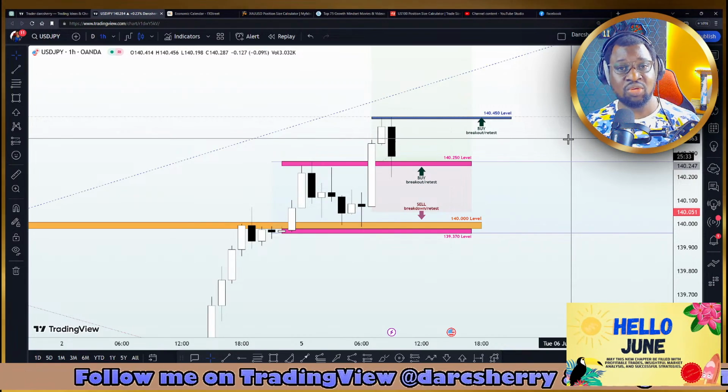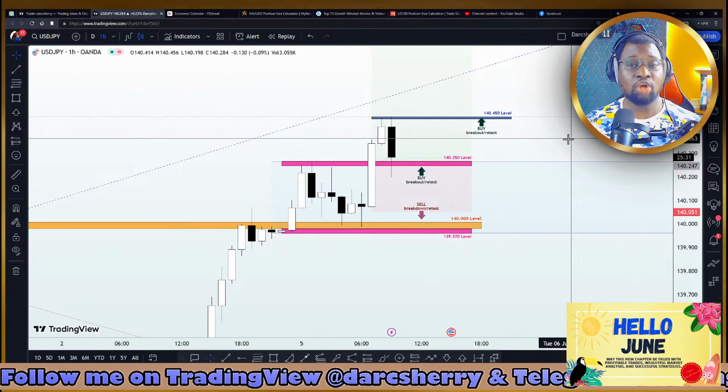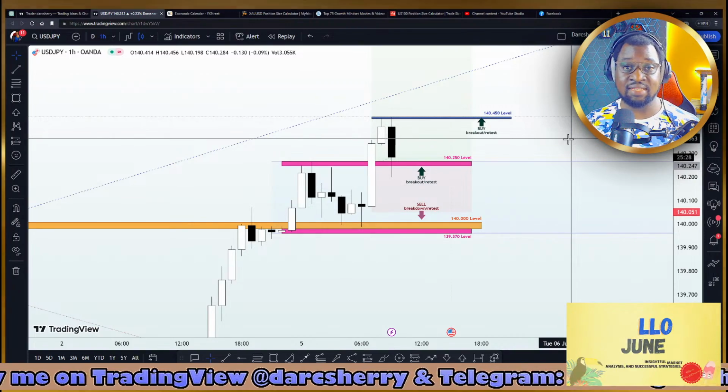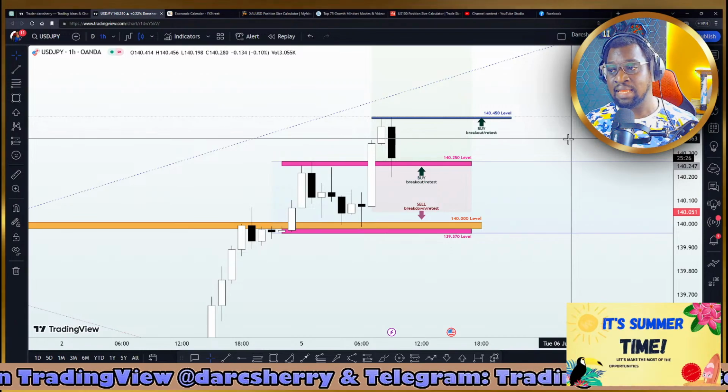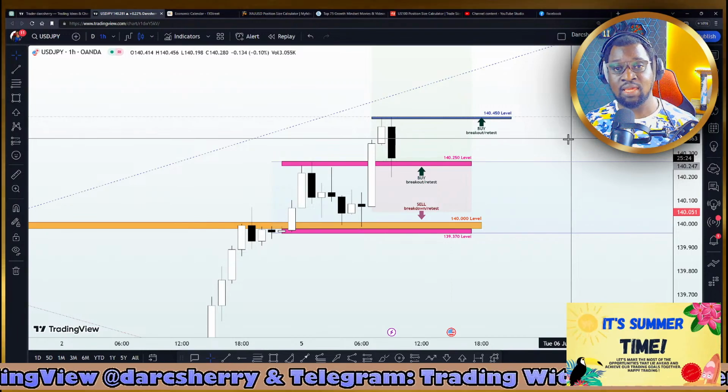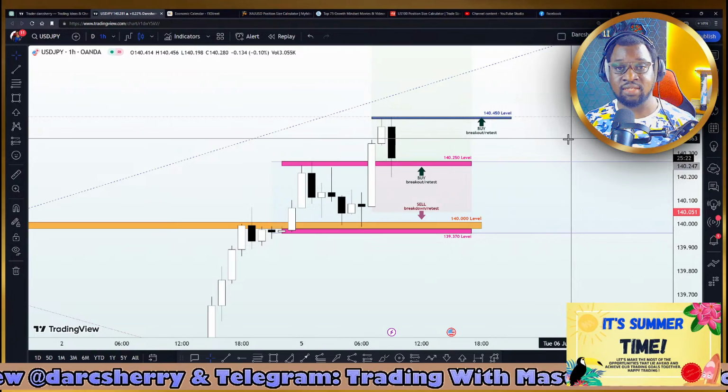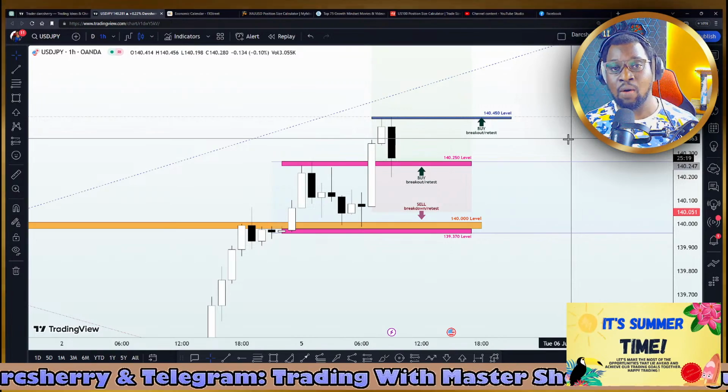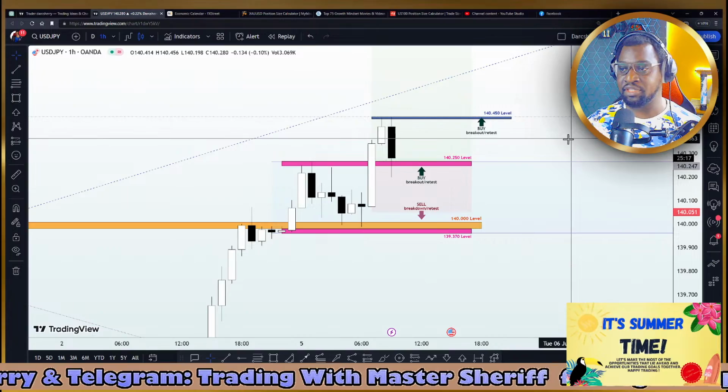So in as much as we're looking out for buying opportunity here, we also want to consider the potentials that the sellers have as well. Now, if we look at this current structure here, what do we want to see on this chart that will make us change our bias from bullish to bearish?